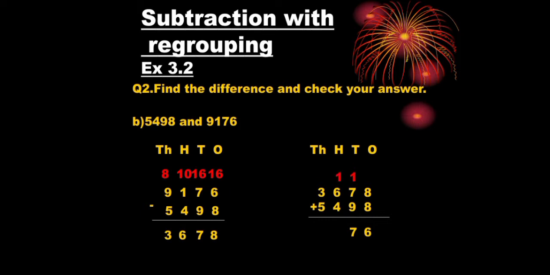Now 6 plus 4 is 10. 10 plus 1, 11. Right, children? So again I have to write 1 at 100 place and 1 carry at 1000 place. It will become 5 plus 3, 8, and plus 1, 9. So see, I am getting the same answer as 9176. So my subtraction is correct. But if I am not getting the same answer, there is some mistake in my subtraction sum.